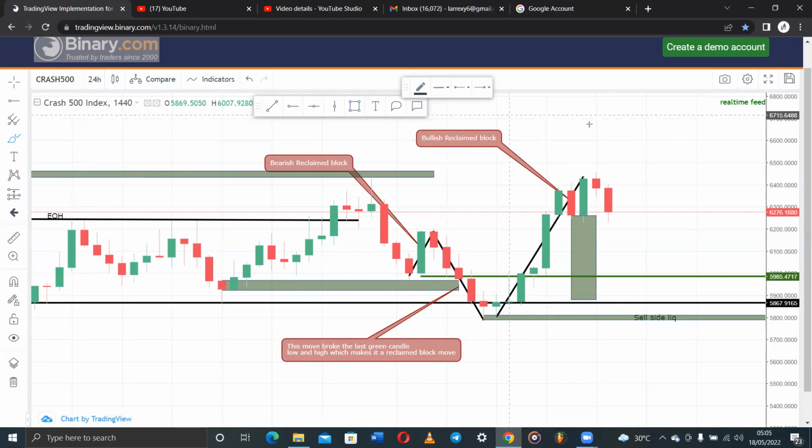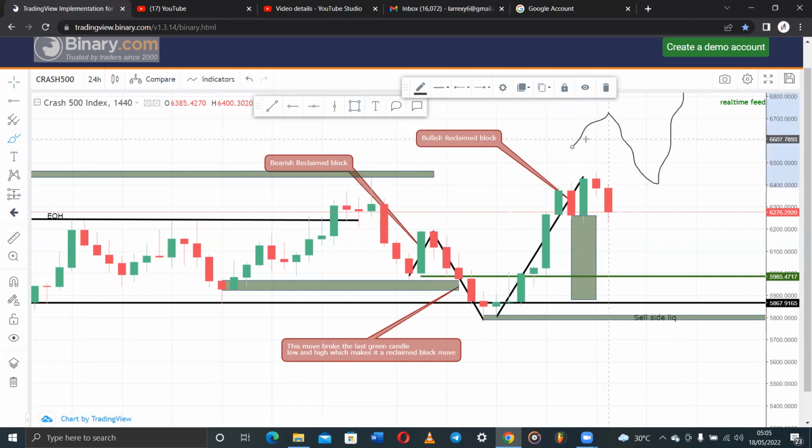So a reclaim move like this comes up, goes down, and then breaks up again. So any green candlestick that appears here is a reclaim block. So that's just the concept behind it.